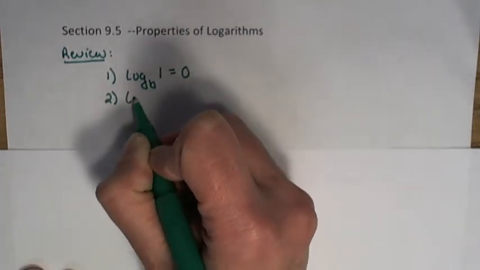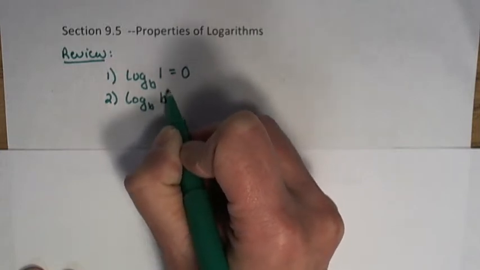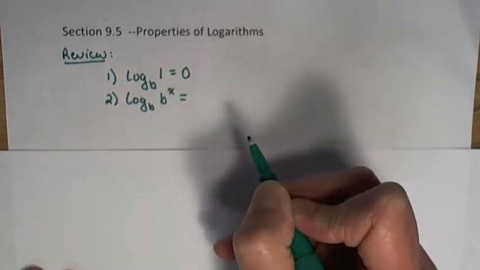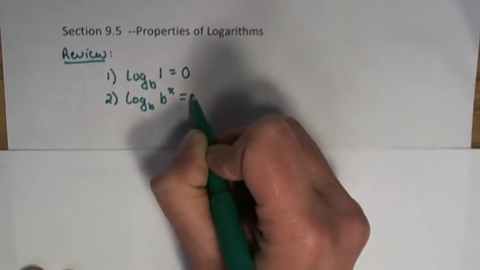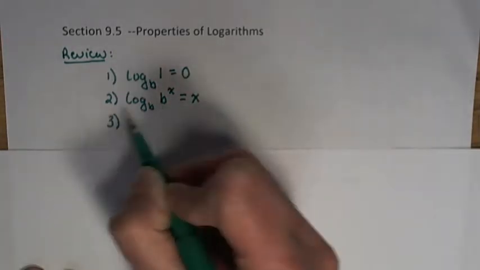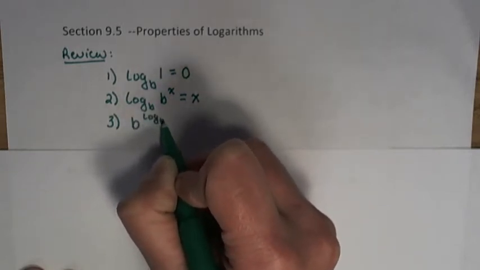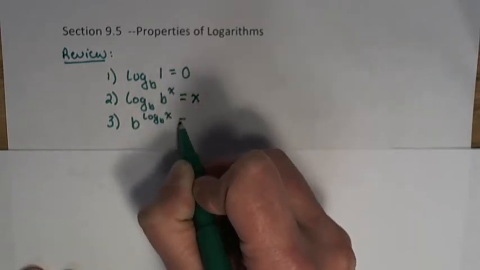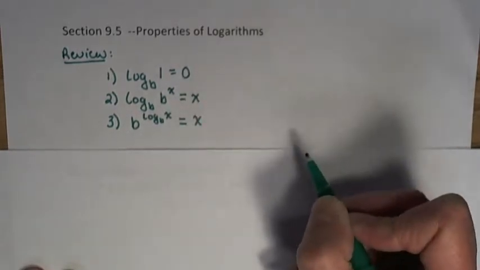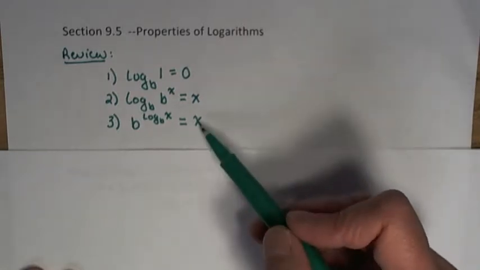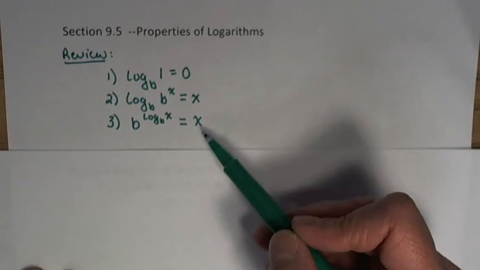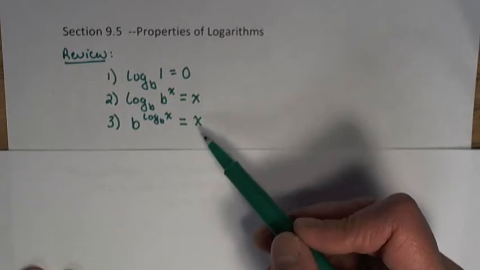Another one we have is log base b of b raised to the x is always going to equal, that's right, x. And the third one is b raised to the log base b of x. That is also always equal to x. And we talked about how we can use these three properties to simplify expressions in the past. In the next section, you'll look at how these can sometimes help to simplify things when solving equations.